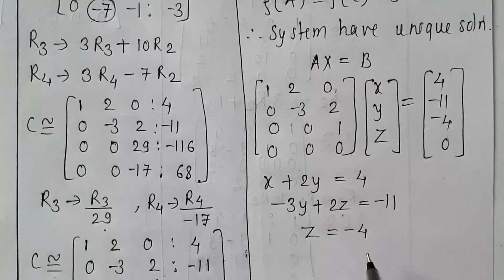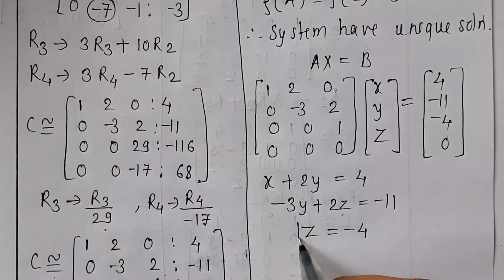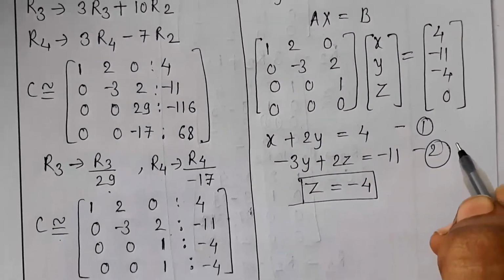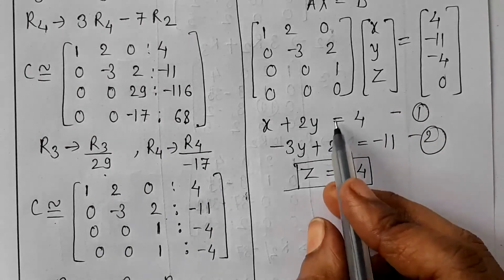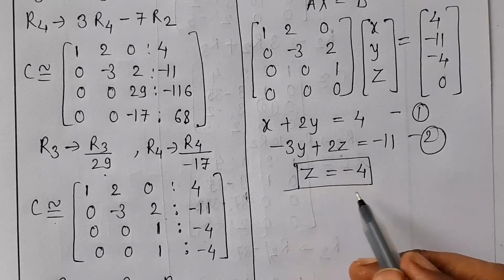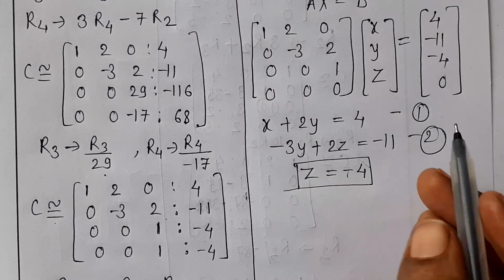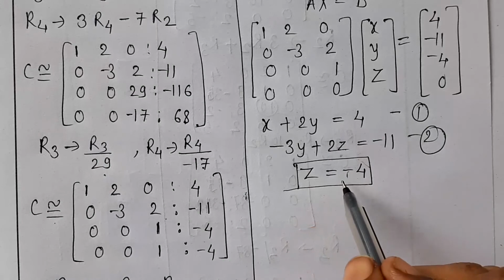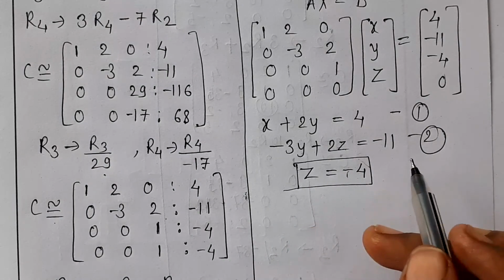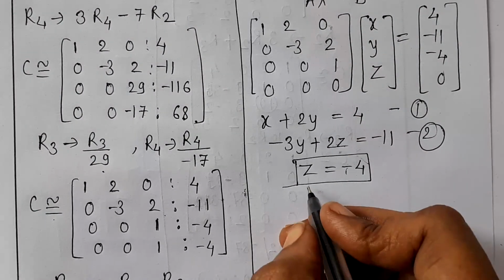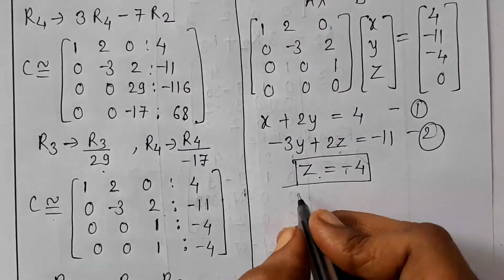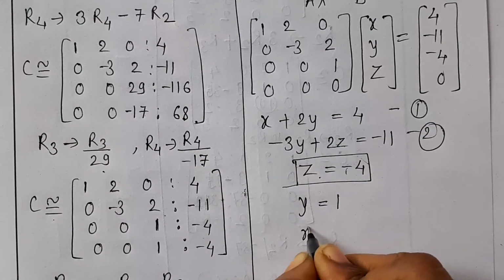So observe it carefully. From the last equation, we directly get the z value, that is z is equal to minus 4. This is the first and second equation. So by using back substitution, you will get the values of x and y. Whenever there is a unique solution, you always get the z value. If you are not getting the z value, it means it has an infinite solution. So at that time you need to consider this z as some arbitrary variable, that is t, k, you can consider anything. Okay, so z is equal to minus 4. If we substitute here, we will get y is equal to 1 and x is equal to 2.